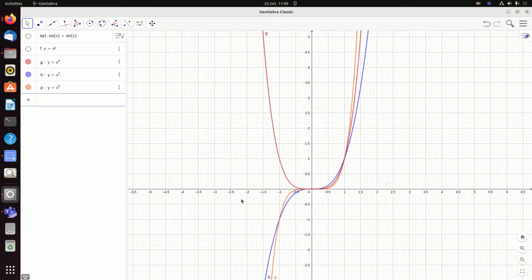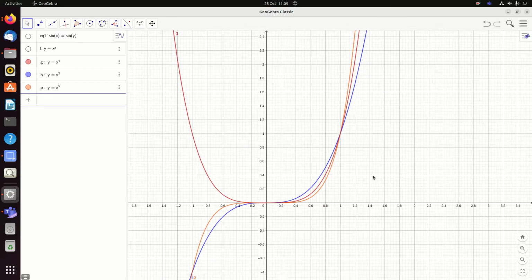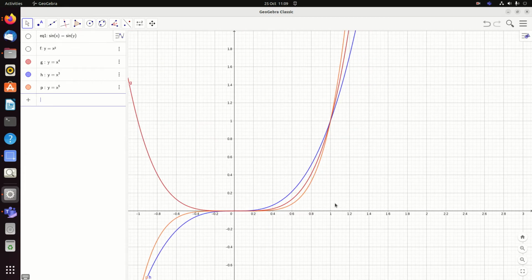Okay, right. Let's zoom in a little bit. Do you see what I mean? This green line down here is y equals x to the power of 5, which is steepest after 1, but flattest, if you like, before 1. And then this is x to the power of 4, and this is x cubed, which is the least steep after 1, but the most steep before 1. So now we just have to count the regions.